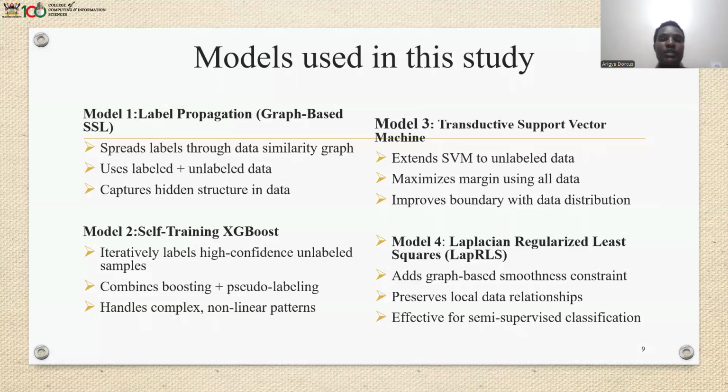So we also combined both the graph-based methods and the tree-based methods. The graph-based models help us capture relationships between similar patients, while the tree-based models help to capture the complex nonlinear interactions between the biomarkers. So this combination improves both learning performance and robustness.